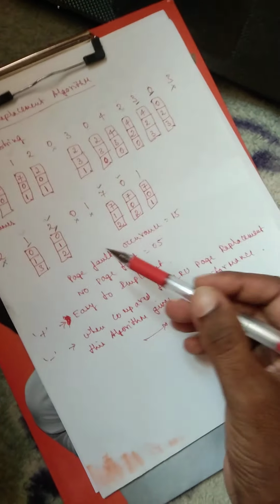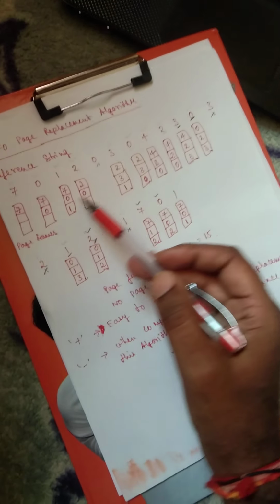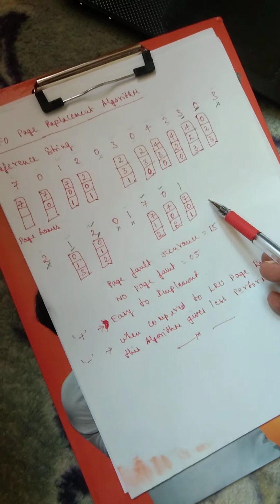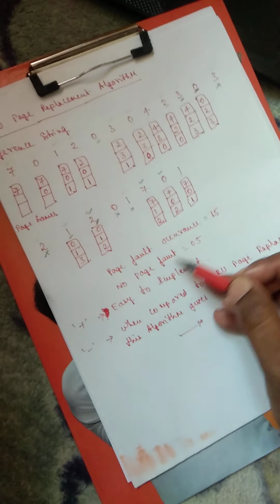Now as you can see that the page fault occurrence is 15. That is, the boxes that we have written are nothing but the page faults. And the cross marks signify that the page fault did not occur.